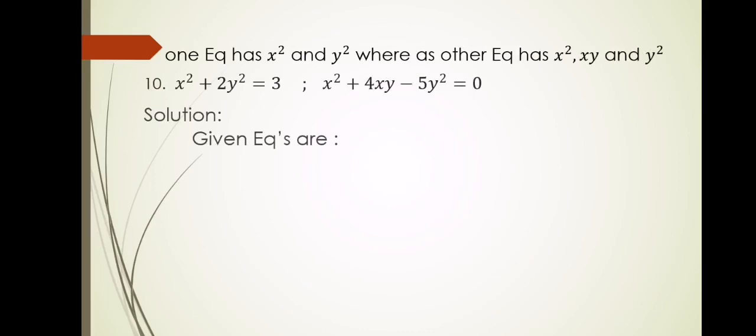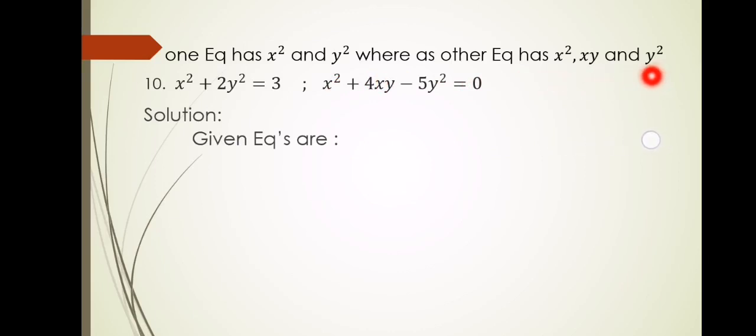Now we will solve the questions or the sums related to the condition number 2 which we have just discussed, when both the equations are quadratic, but the first one has x square and y square, whereas the other one has x square, xy and y square.